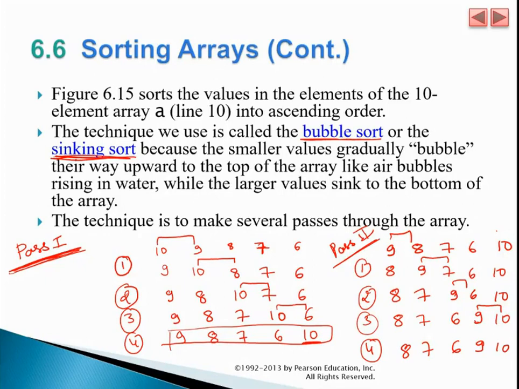This is pass 2. After pass 2, you can see the biggest two elements are at their right place. So each time what will happen is this: in each pass, one element is in its right position.